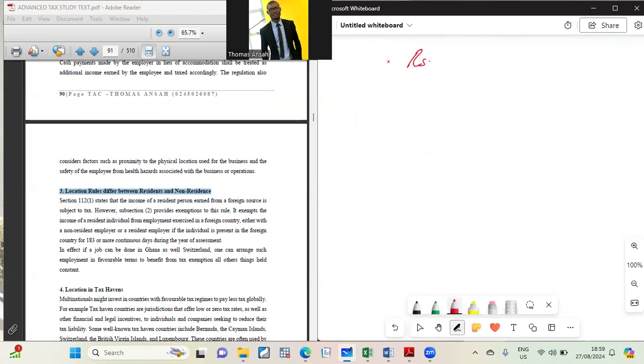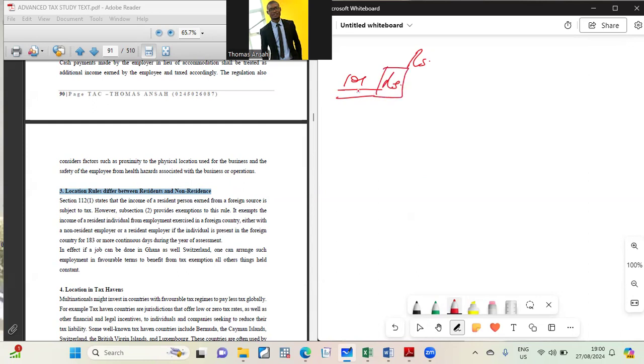Residents. When we say somebody is resident in Ghana, Section 101 talks about residency, and we will later look at it. So basically, for now, what you need to understand is that so far as you are a resident in Ghana, it doesn't matter where you earn your income, you pay tax. So what is a resident? That is why I say we would look at it later.